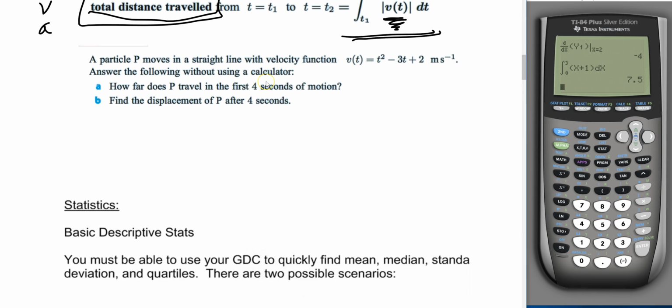So let's do an example real quick. A particle moves in a straight line with velocity function. That was supposed to be highlight, not cross out. Way to go. And so, following, we're going to do it with the calculator. Following, using the calculator, how far does P travel in the first 4 seconds of motion? So again, how far, it's like total. That's asking us total distance traveled. How much has it moved? Total distance. So we're going to go math.